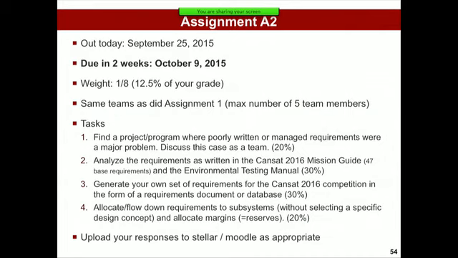So you're going to either rewrite or reorganize these requirements in a way that's better and that works for you as a team. And then the fourth task is to figure out where you want your margins. Where do you think you need to have reserves and margins in these requirements? Okay, so it's very much looking and reorganizing and critically analyzing the CANSAT 2016 requirements set.